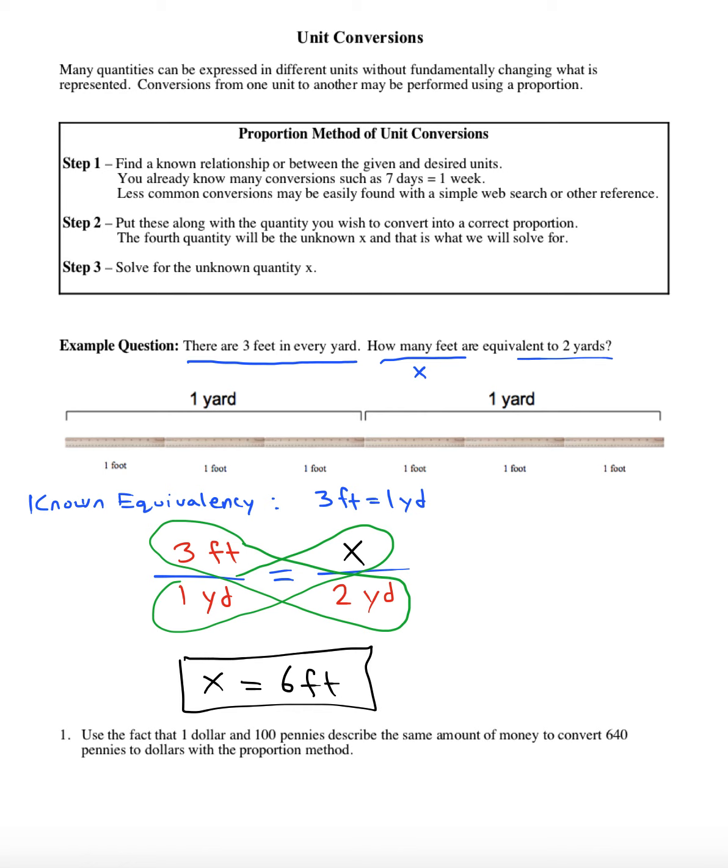Next one says, use the fact that $1 and 100 pennies describe the same amount of money to convert 640 pennies to dollars using the proportion method. I'll let you try it and then I'll give my answer.